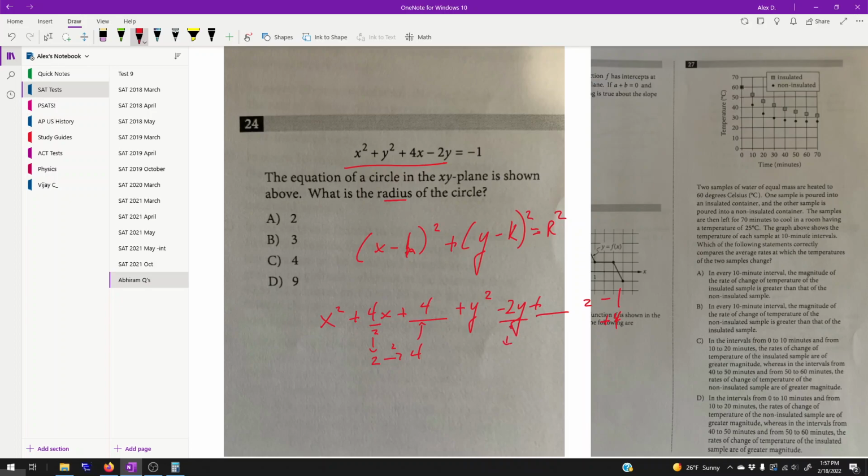Then we do it again with the y values. Divide that by 2, we get negative 1. Square it, we get 1. Add it back, we get 1 and plus 1. So of course on the right hand side here we get positive 4. And remember that's the radius squared, and if that's the only thing we care about, the square root of that is 2.